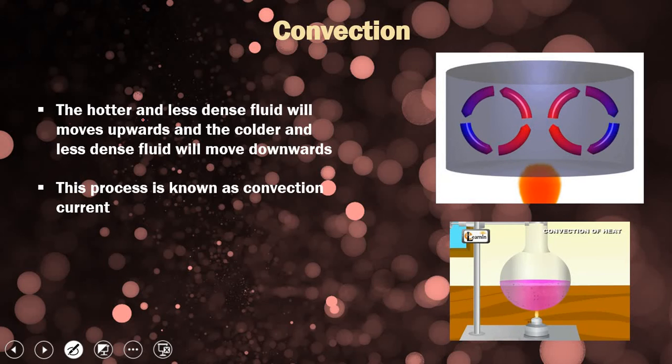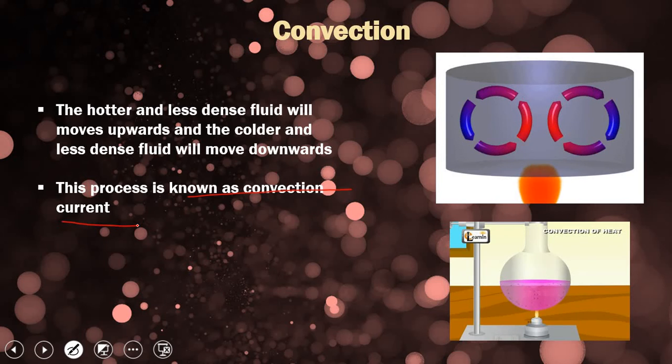The hotter, less dense fluid will move upwards, and the colder, denser fluid will move downwards. So this is how it occurs. You look at here, the coil A, it will move upwards and it will move downwards. The cold air will move downwards and the hot air will move upwards in a circular motion. So this is known as a convection current.